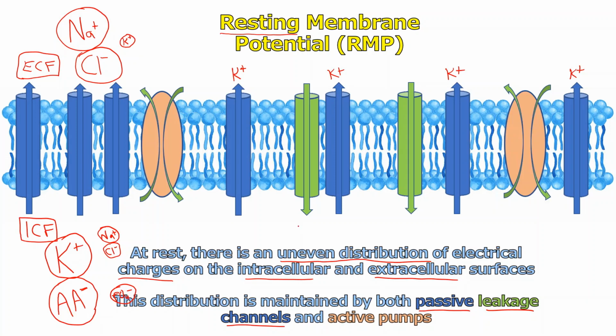Now right next to it in green is another passive channel, but they're pushing sodium in. Now there are many fewer sodium channels that are passively letting sodium in than there are passive potassium channels letting potassium out. Now, there's another way this is regulated as well.